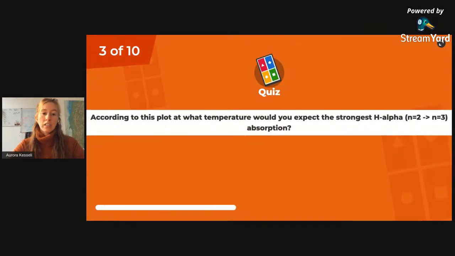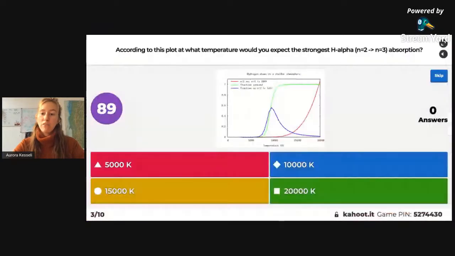So next, according to this plot, at what temperature would you expect the strongest H alpha? H alpha is n equals 2 to n equals 3 absorption. 5,000 Kelvin, 10,000 Kelvin, 15,000 Kelvin, or 20,000 Kelvin.